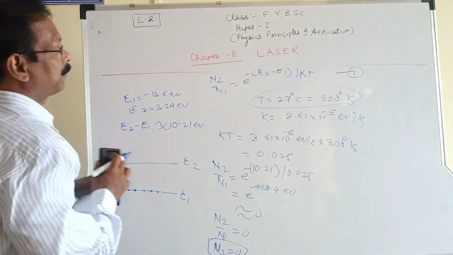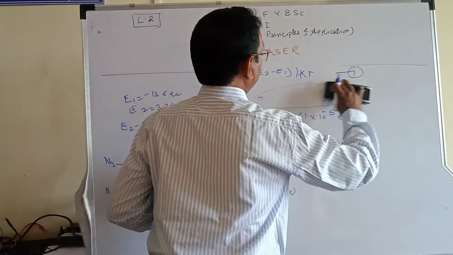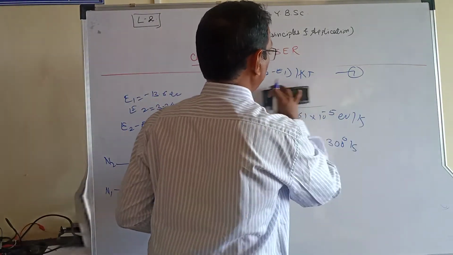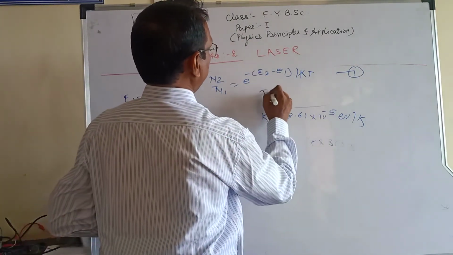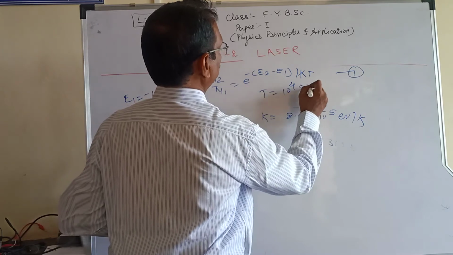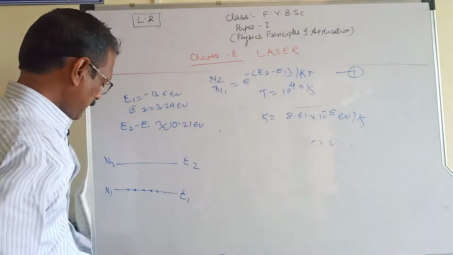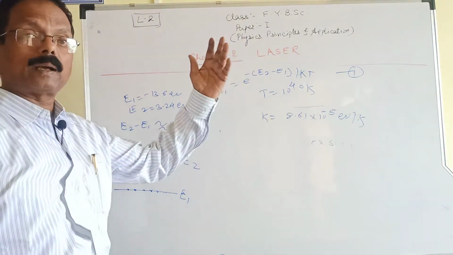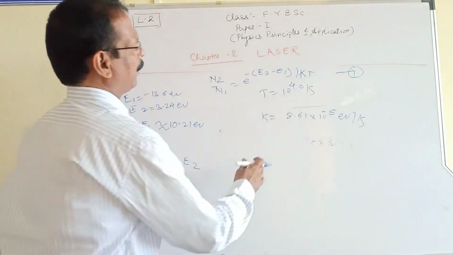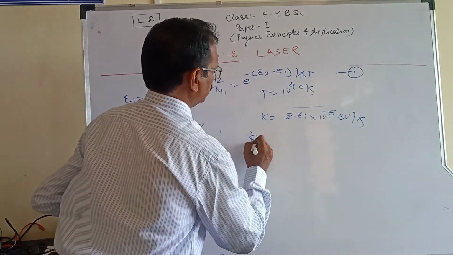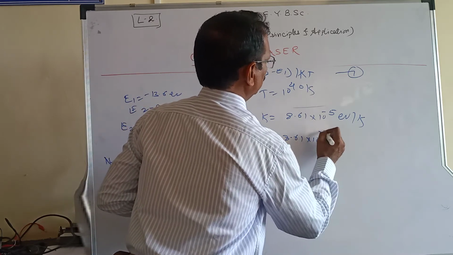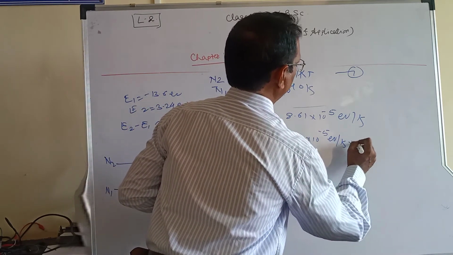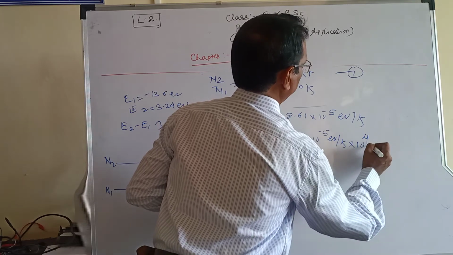Now in this case, from normal room temperature we have to increase the temperature to, suppose, T equal to 10 raised to 4 degrees Kelvin. So we increase the temperature here. At 10 raised to 4 degrees Kelvin, what happens, we have to see. So what is kT here? This k into T becomes 8.61 into 10 raised to minus 5 electron volt per Kelvin into 10 raised to 4 degrees Kelvin.